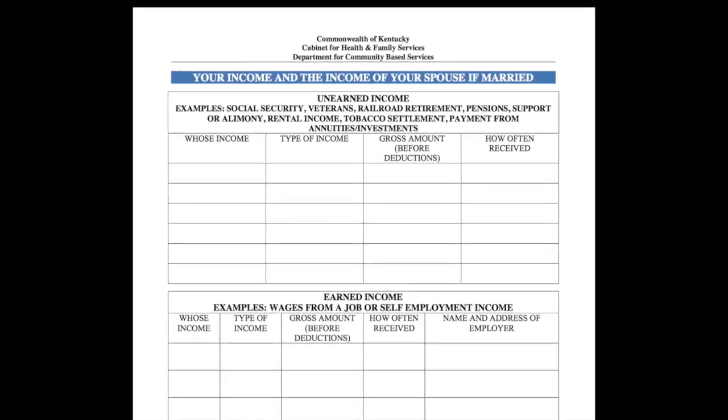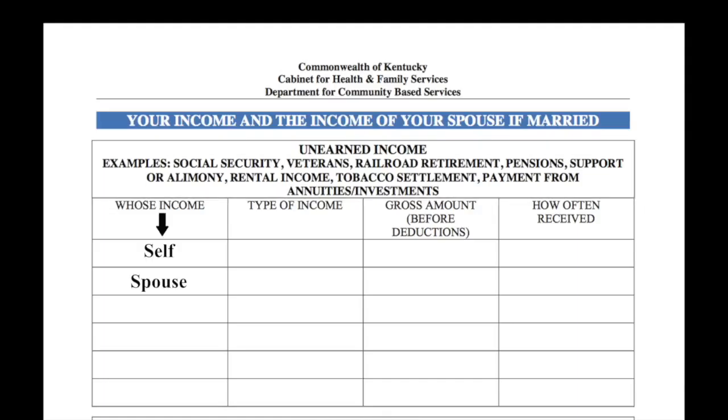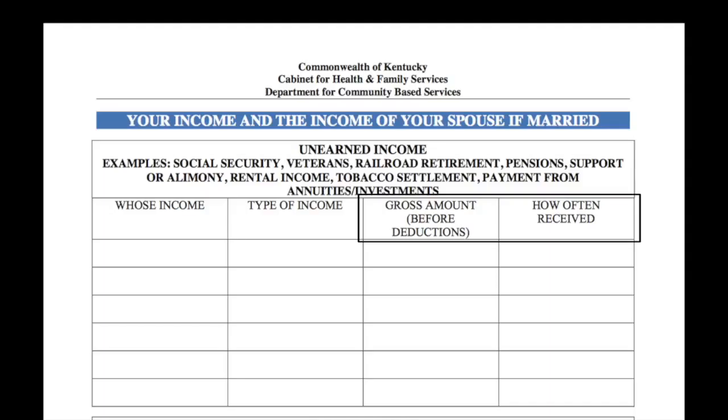Most people will have predominantly unearned income. Examples of unearned income is Social Security, veterans benefits, pensions, support, alimony, rental income, railroad retirement, payments from annuities, or investments. List whether the unearned income is for the client or for their spouse, the type of income, the gross amount before deductions, and how often they receive this payment. We always use gross amount and how often they receive it. Typically, the amount is monthly, but it may not be.